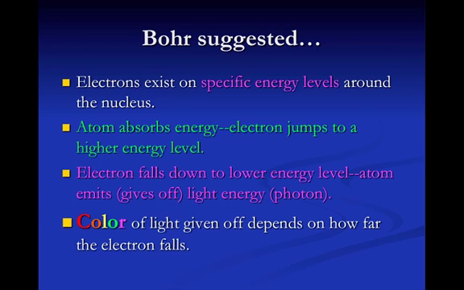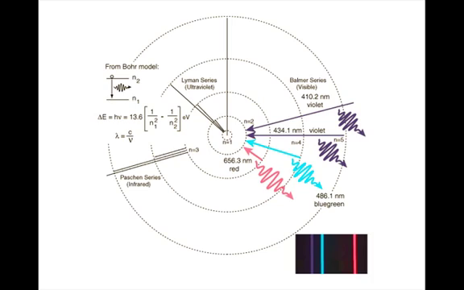It turns out that the color of light given off in these atomic spectral lines is determined by how far the electron falls. That's a really important part. The color of the light given off depends on how far the electron falls. Here's a diagram to illustrate. You don't have to worry about all the fancy math over here, although you might recognize Planck's constant, E equals h nu there.